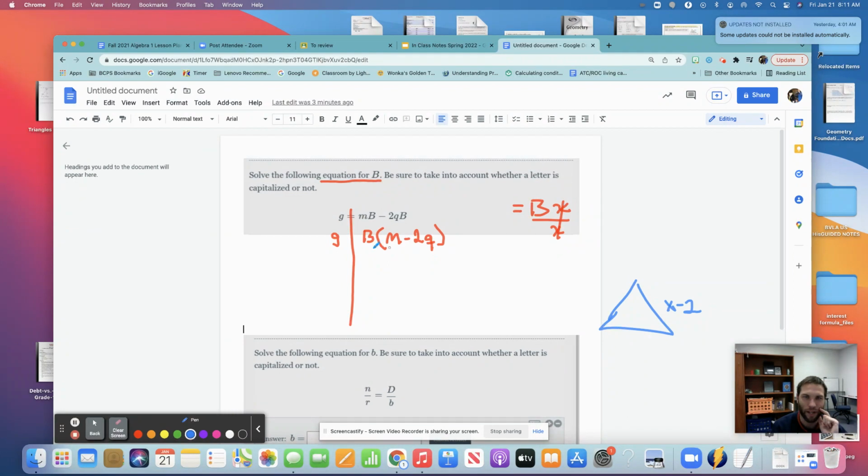So over here we divide by m minus 2q. When you take a number and divide it by itself, you get 1, and so it cancels off. And m minus 2q is over here, and that's the answer. That right there is what b is worth. So you solve for b. When you see something like this with the same letter in both parts, you should think about the distributive property.